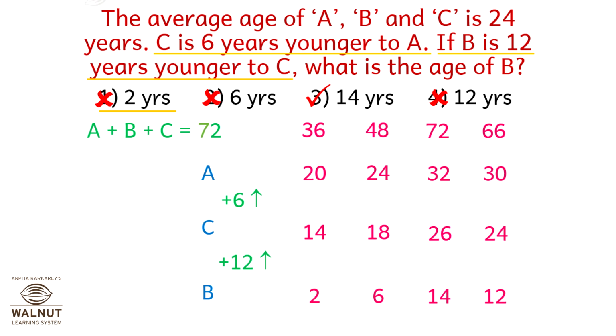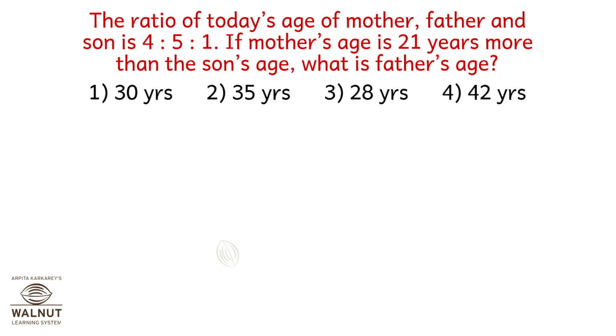Let's move on to the next question. The ratio of today's age of mother, father and son is 4:5:1. If the mother's age is 21 years more than the son's age, what is the father's age?